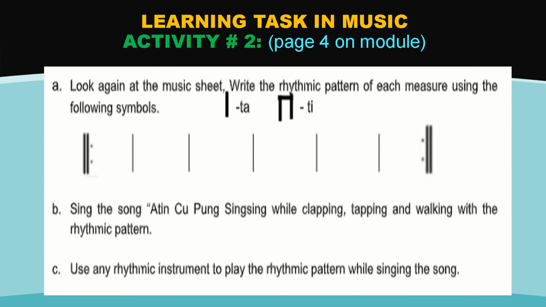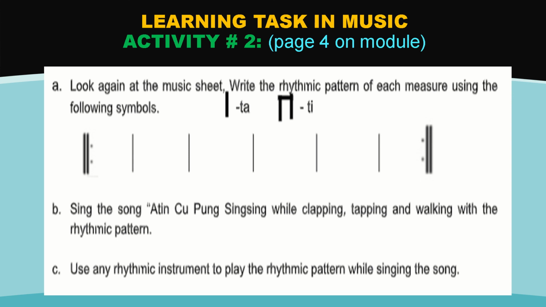On letter A, you're going to look at the music sheet again and then write the rhythmic pattern of each measure using the following symbols. So you're going to write a single stick and read it as ta, or just simply write ta. And then you are going to write these 2 tied sticks and then read it as ti-ti.